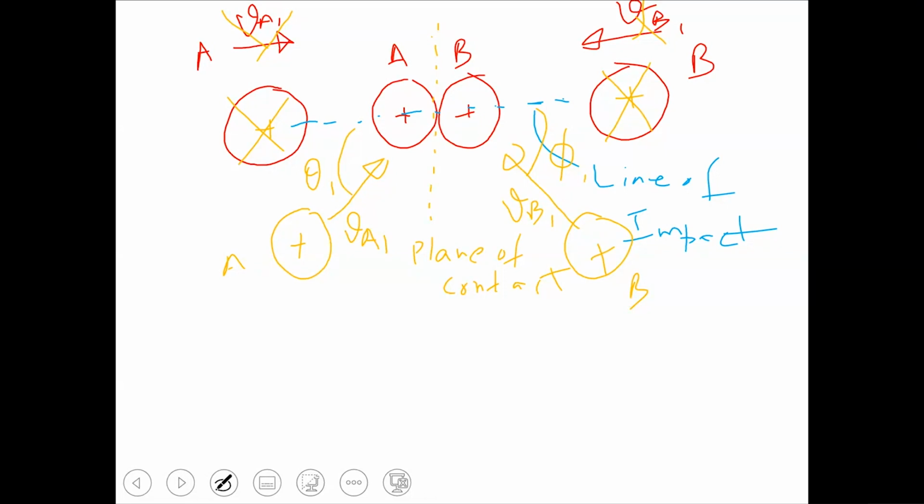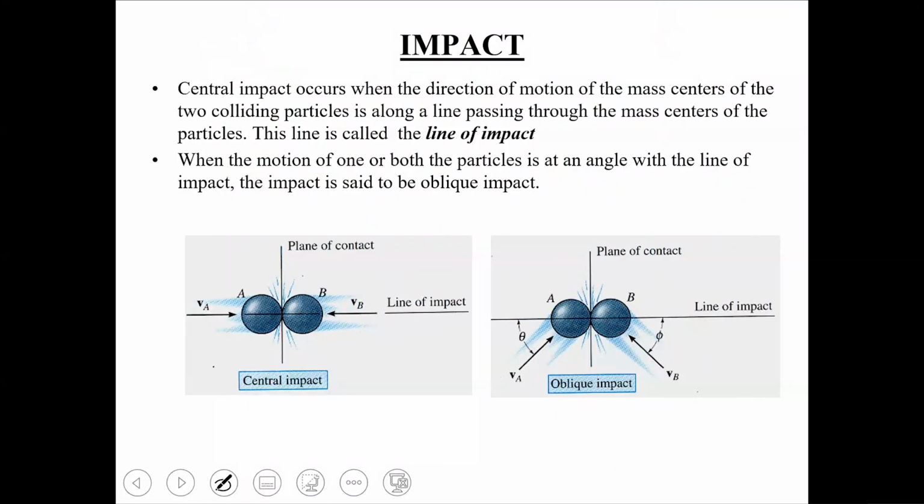तो oblique impact में एक या दोनों particles line of impact के along travel करने के बजाय किसी angle पे line of impact से जो है वो collision से पहले travel कर रहे होते हैं. So that particular type of impact is termed as oblique impact. I hope that now the definition of central and oblique impact are clear to all of you. Yes, sir. Yes, sir. Okay.